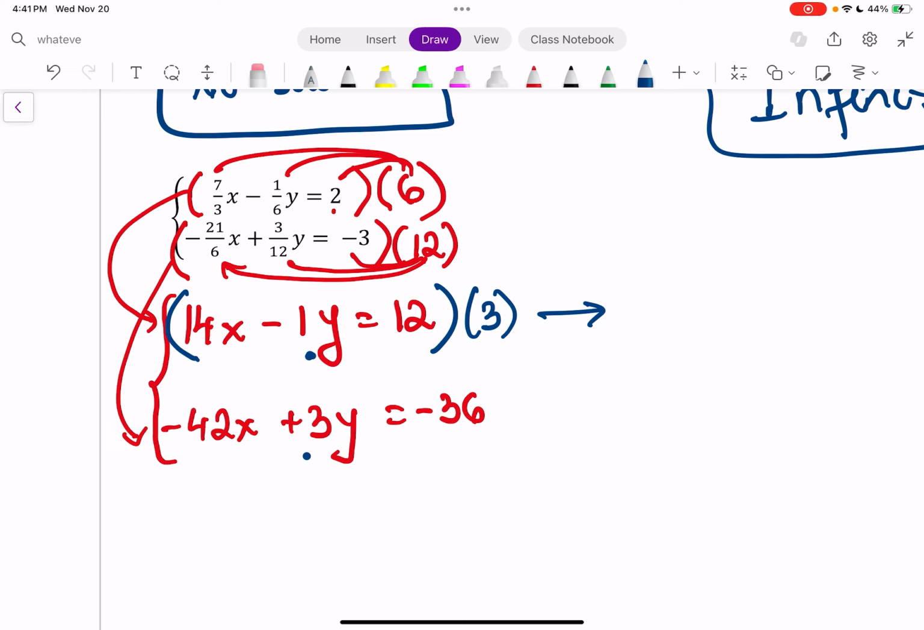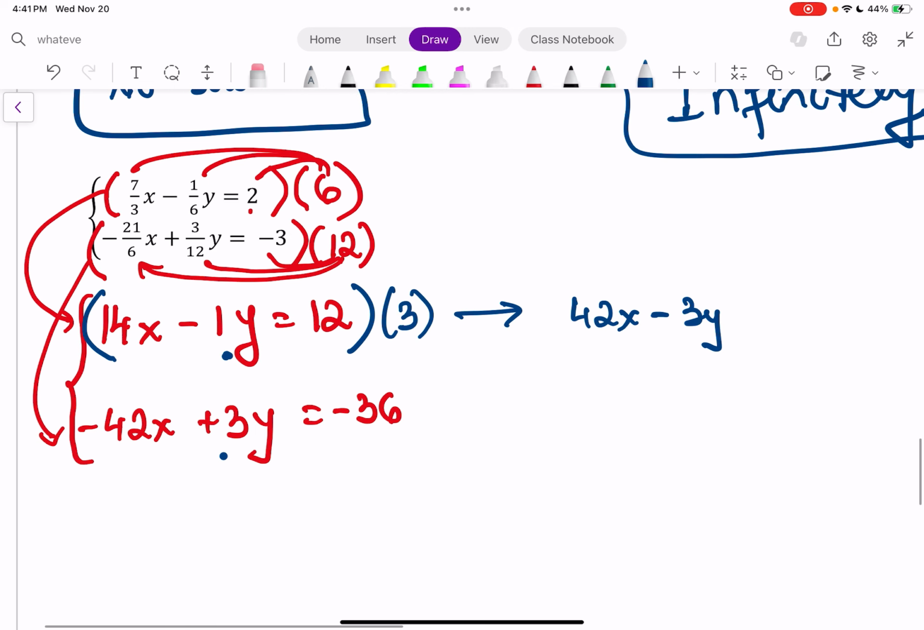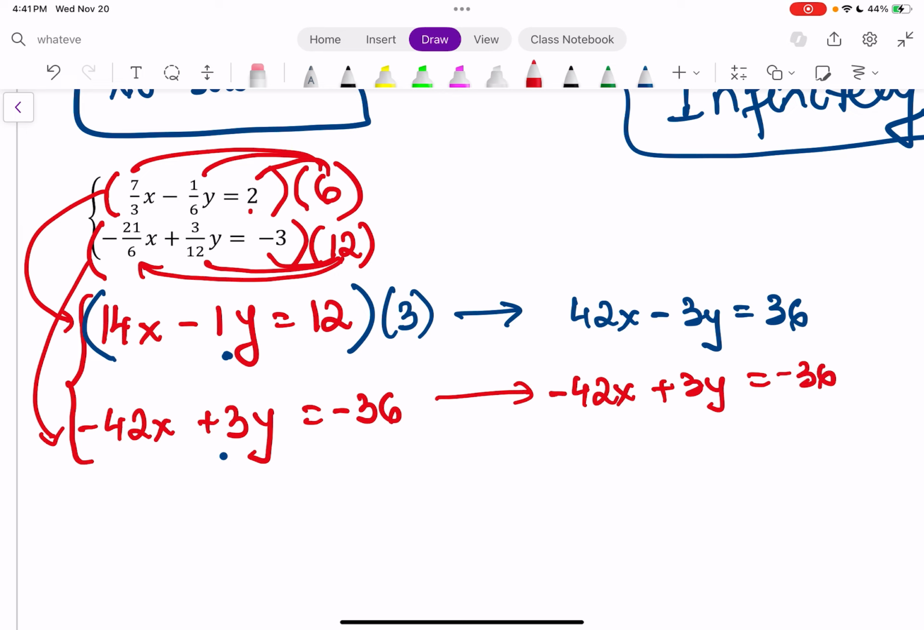So we'll get 3 times 14, which is 42x. 3 times 1y is 3y, and of course a minus, because it's a minus 1. And 3 times 12 is 36. Now the bottom equation basically got multiplied by 1. So negative 42x plus 3y is equal to negative 36. So it stays the same.